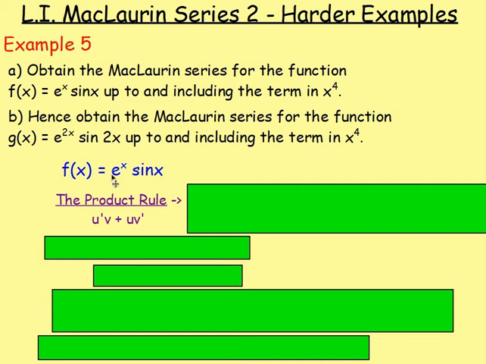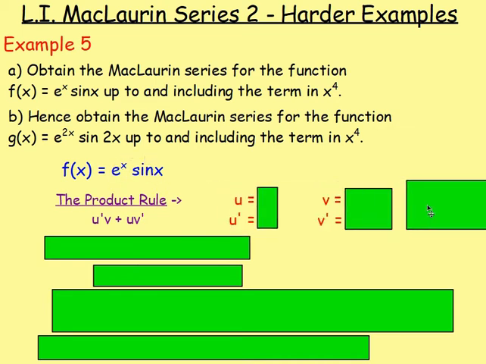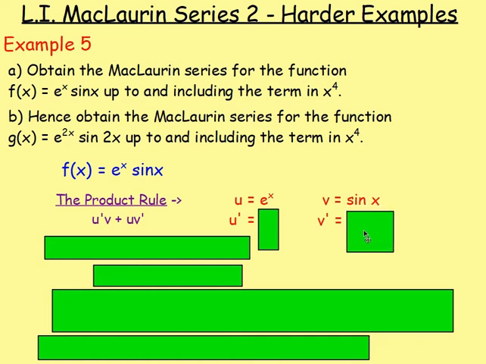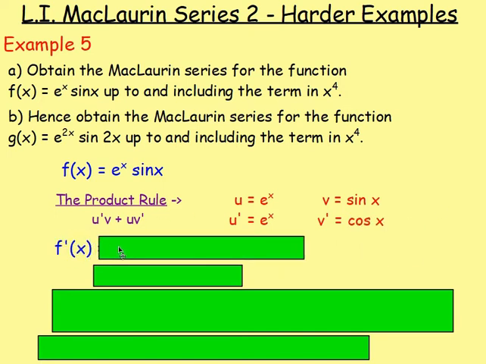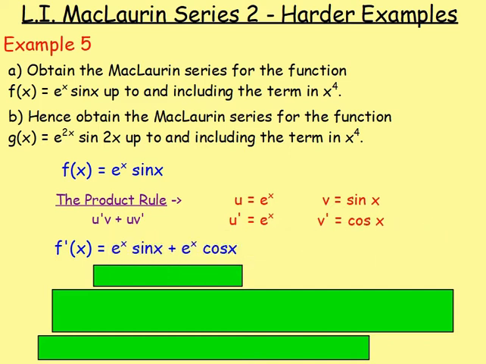You have a function in terms of x multiplied by another function in terms of x. So the product rule: u dash v plus uv dash. u is going to be e to the power of x and v is going to be what we're multiplying it by, which is sin x. Differentiate e to the power of x and it stays as e to the power of x. Always remember to multiply by the derivative of the index, but if you differentiate x you get 1, so it would just stay as it is. Differentiate sin x and you get cos x. Therefore, f dash x, u dash v plus uv dash, becomes e to the power of x times sin x plus e to the power of x times cos x.